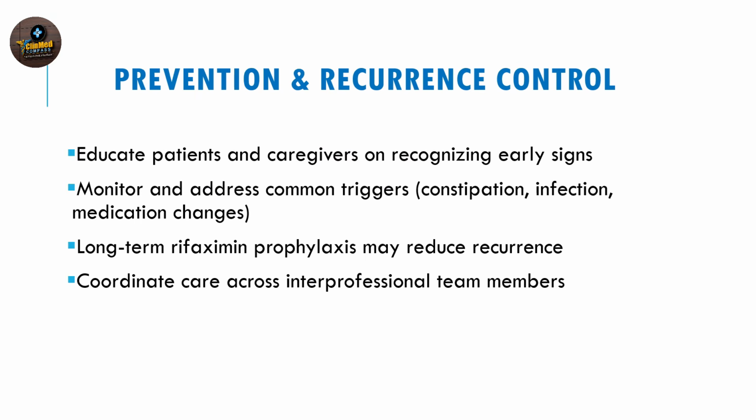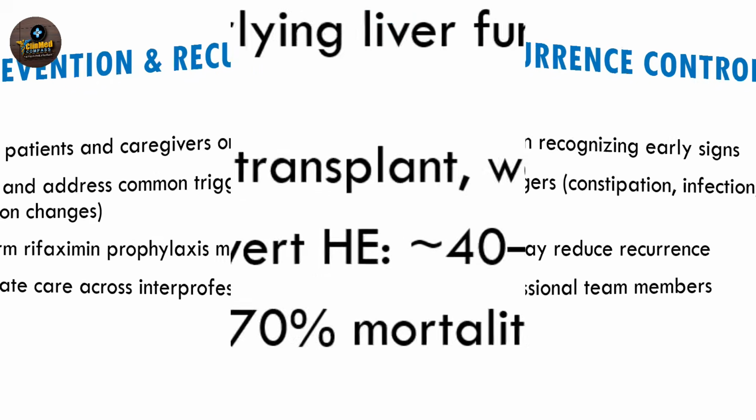Prevention and recurrence control. To prevent recurrence, educate both patients and caregivers to recognize early signs of hepatic encephalopathy. Proactively address common triggers like constipation, infections, medications, and others. Consider long-term rifaximin prophylaxis in recurrent cases. Ensure multidisciplinary coordination. Hepatologists, nurses, dietitians, pharmacists, and social workers all play a role in the management of hepatic encephalopathy.